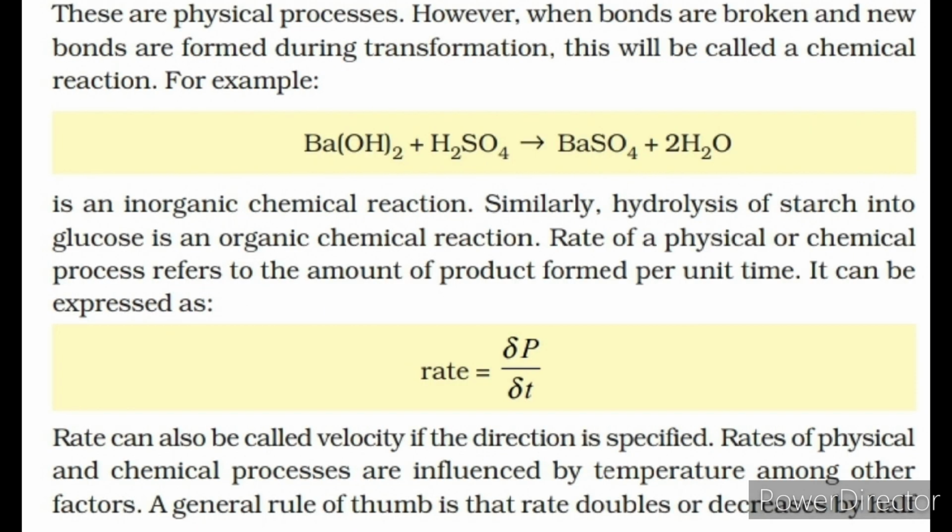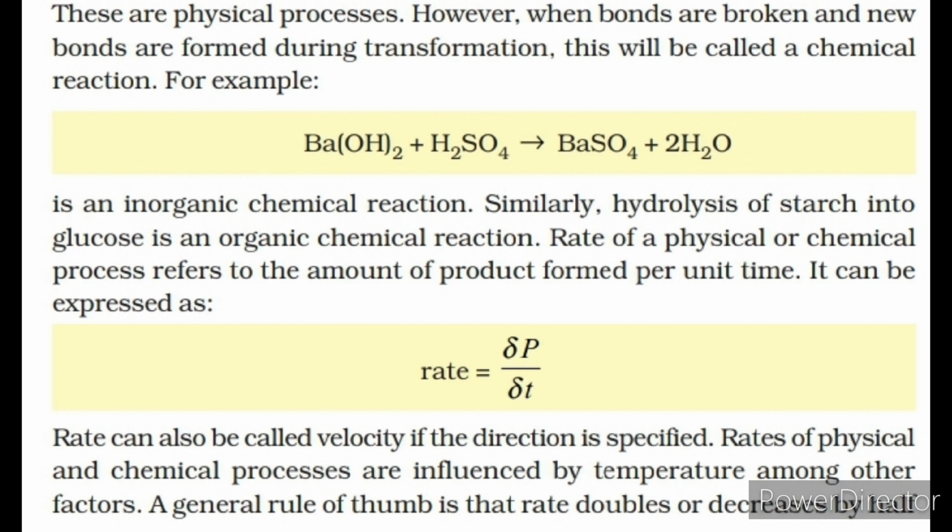However, when bonds are broken and new bonds are formed during transformation, this will be called a chemical reaction. For example, BaO2 + H2SO4 → BaSO4 + 2H2O is an inorganic chemical reaction. Similarly, hydrolysis of starch into glucose is an organic chemical reaction. Rate of a physical or chemical process refers to the amount of product formed per unit time. Rate can also be called velocity if the direction is specified.